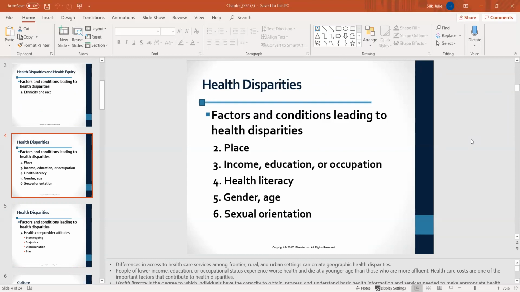Okay, so when we talk about these health disparities, there are differences in access to healthcare services. Say you live way out in the country somewhere, among the frontier or the rural areas. You may have a hard time getting to the doctor or finding someone to go to because there are not as many healthcare providers out there. Also, people of lower income, education, or occupational status experience worse health and die at a younger age than those who are more well off.